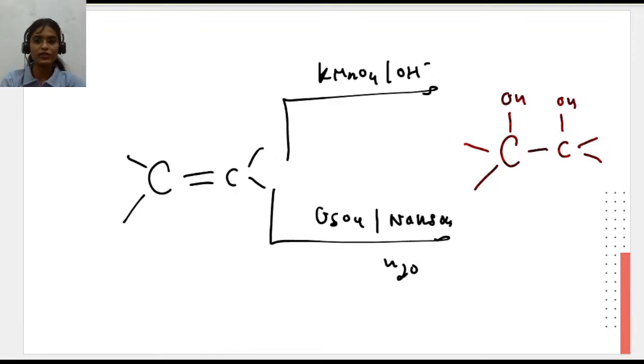Yeah, you're right, Darshana. It's a Bayer reagent. In organic chemistry, we use this reagent to check whether unsaturation is present in an organic compound or not, right, Darshana? You're right, it's a Bayer reagent.